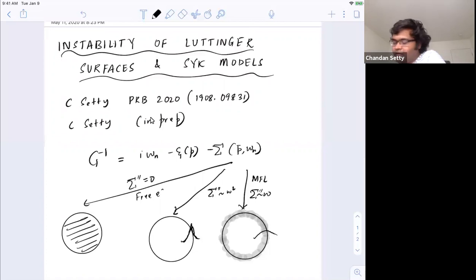But I think it's still fair to say that there are certain situations where, when you extract the imaginary part of the self energy, its dependence on frequency is linear.